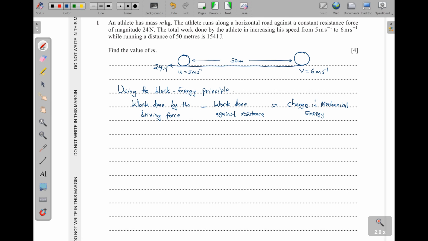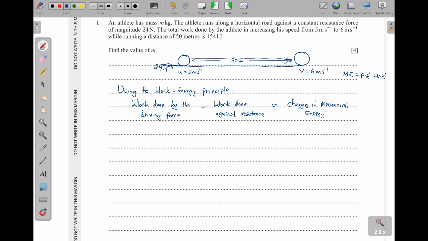You are pushing this particle forward. As you are pushing it, you are doing work because you are applying that force. Then there is a resistance force, which is also opposing your motion. That's why we say work done by the driving force minus work done against resistance is equal to the change in mechanical energy. Mechanical energy is the sum of potential energy and kinetic energy.